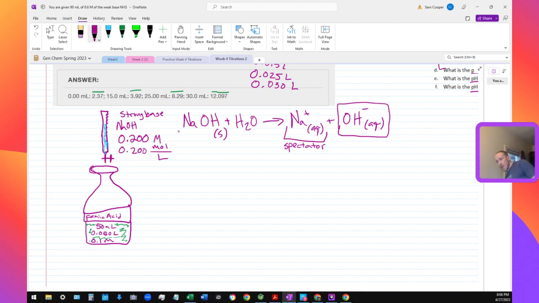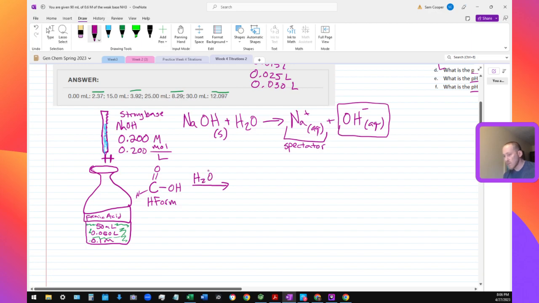So before we drip any of that into the formic acid, which, in case you're curious, formic acid looks like this, we're going to call that H form. Pardon me. And when it is in water, which it currently is, this is an aqueous solution.